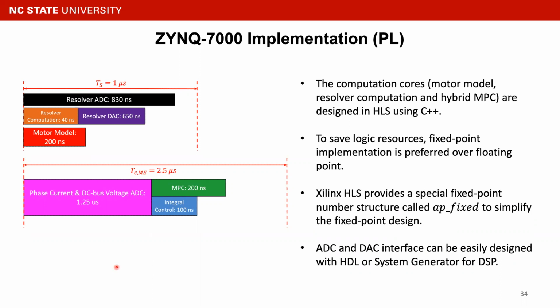The computation cores, like the motor model, resolver computation, and the hybrid MPC, are designed in HLS using C++. To save logic resources, fixed point implementation is preferred over floating point. Xilinx HLS provides a special fixed point number structure, the ap_fixed, to simplify the fixed point design. On the other hand, ADC and DAC interfaces can be easily designed with HDL or System Generator for DSP.